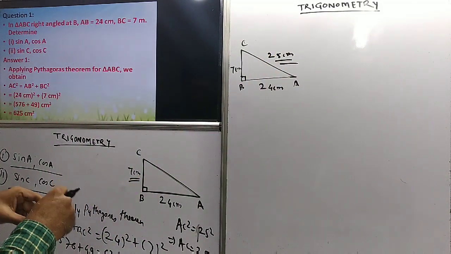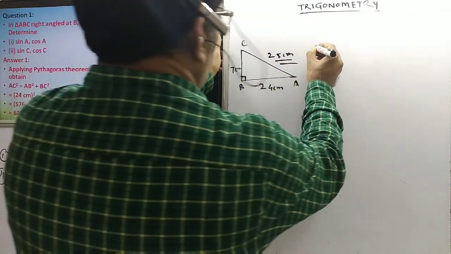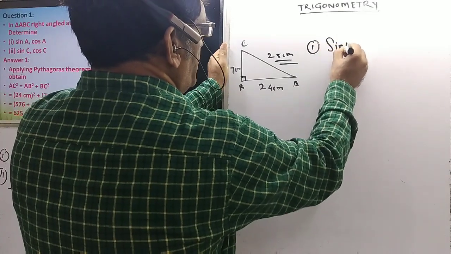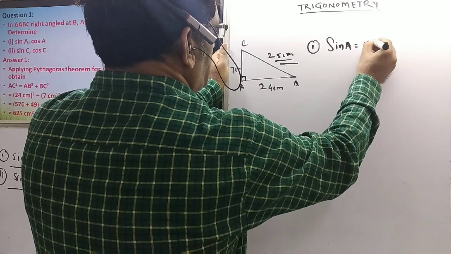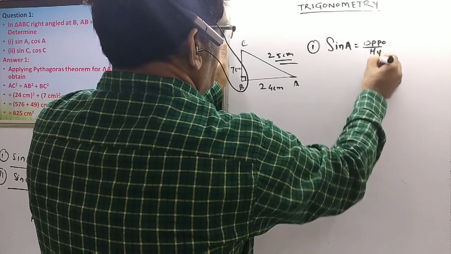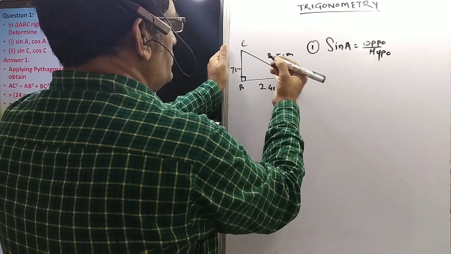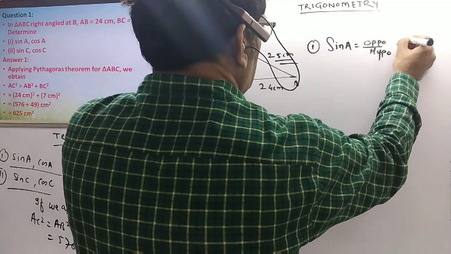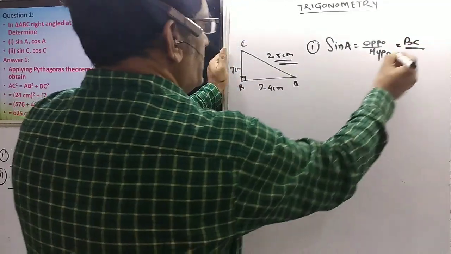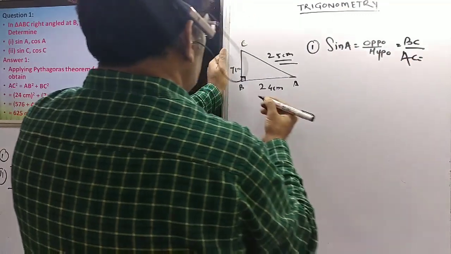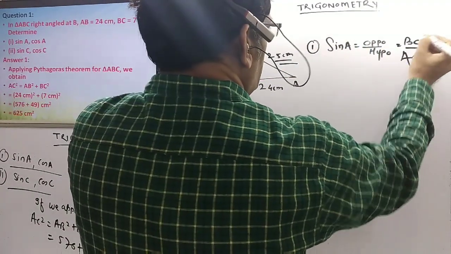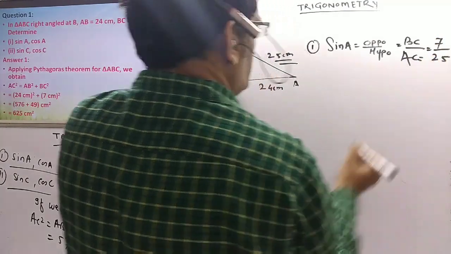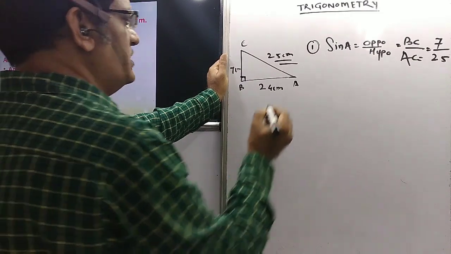Now it is easy to find sine, cos and tan, but we need only the sine and cos ratios. Sine of any angle is equal to opposite side by hypotenuse. Let us find it with respect to A. Sine A: the opposite side is BC, so it is BC by hypotenuse AC. BC is 7 centimeters and AC is 25, so the ratio becomes 7 by 25.